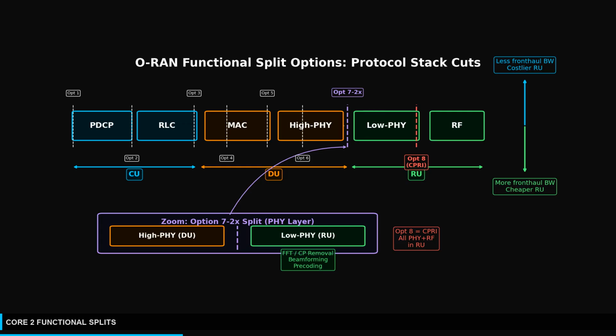The key win. With 7-2x, you transmit frequency domain IQ data, and you only send data for resource blocks that are actually scheduled. Bandwidth now scales with load, not with raw bandwidth.